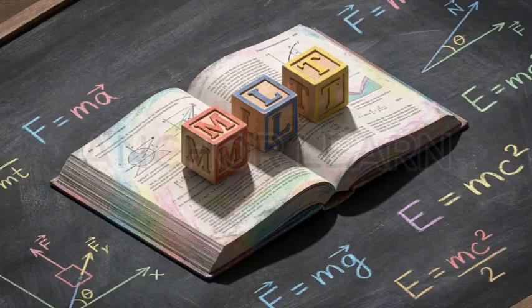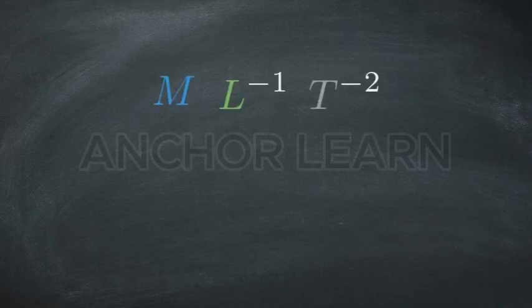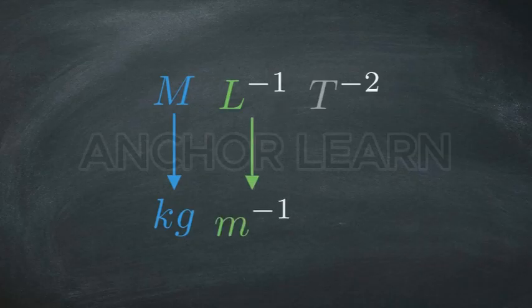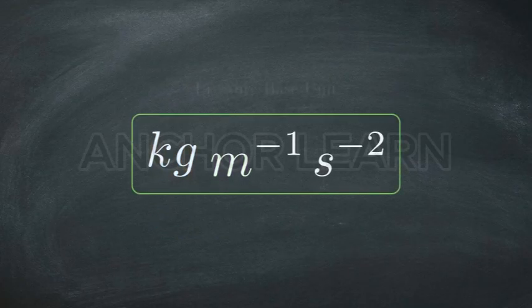There is one more benefit to this method. Once you have the dimension, you can find the standard SI unit by replacing the dimensional symbols with their unit equivalents. Mass, M, becomes kilograms. Length, L, becomes meters. Time, T, becomes seconds. Our dimension for pressure translates to kilograms, meters to the negative 1, seconds to the negative 2.